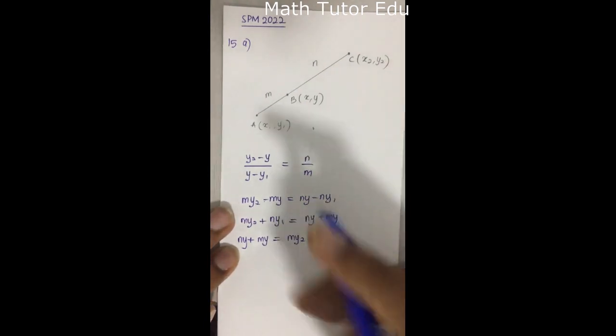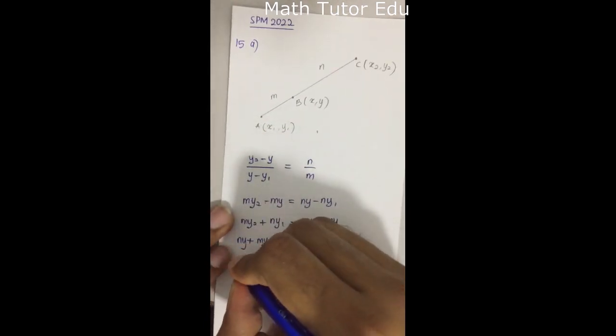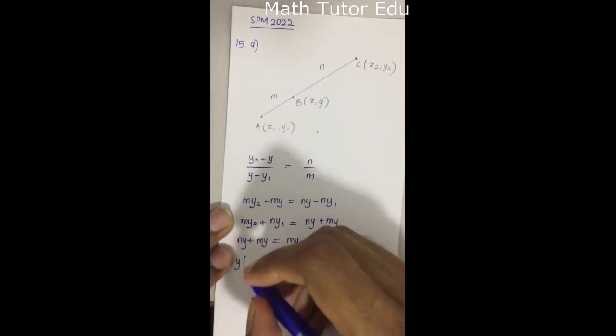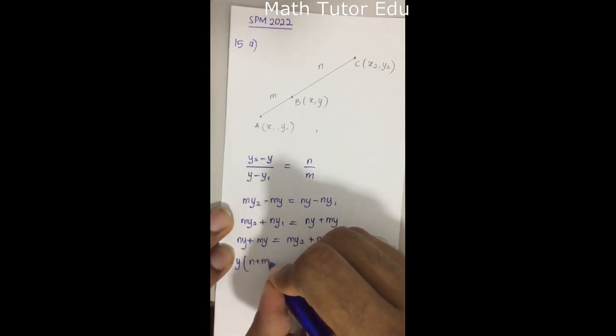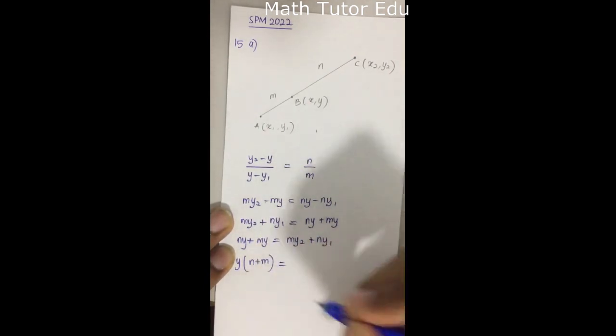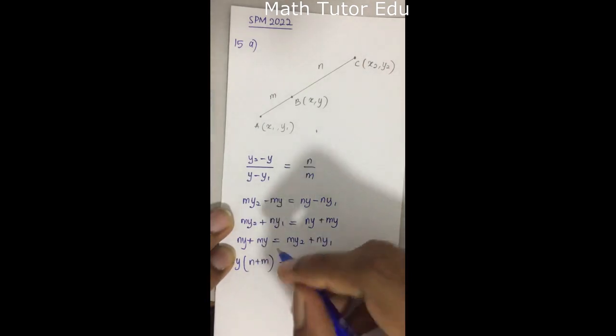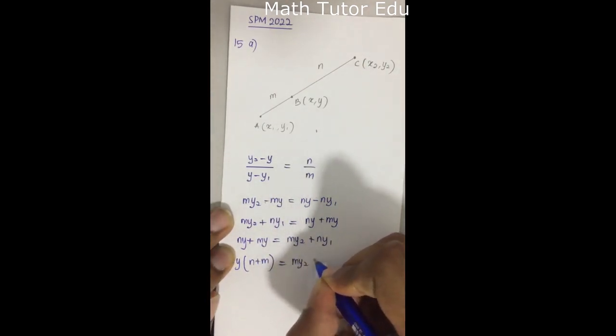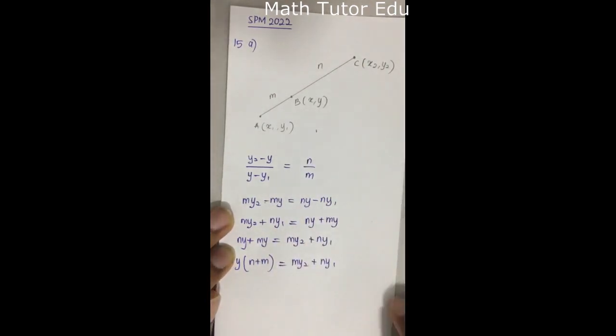Okay, so from here you factor out the Y. So you factor out the Y, you get here N plus M, equals to, still the same, MY2 plus NY1.